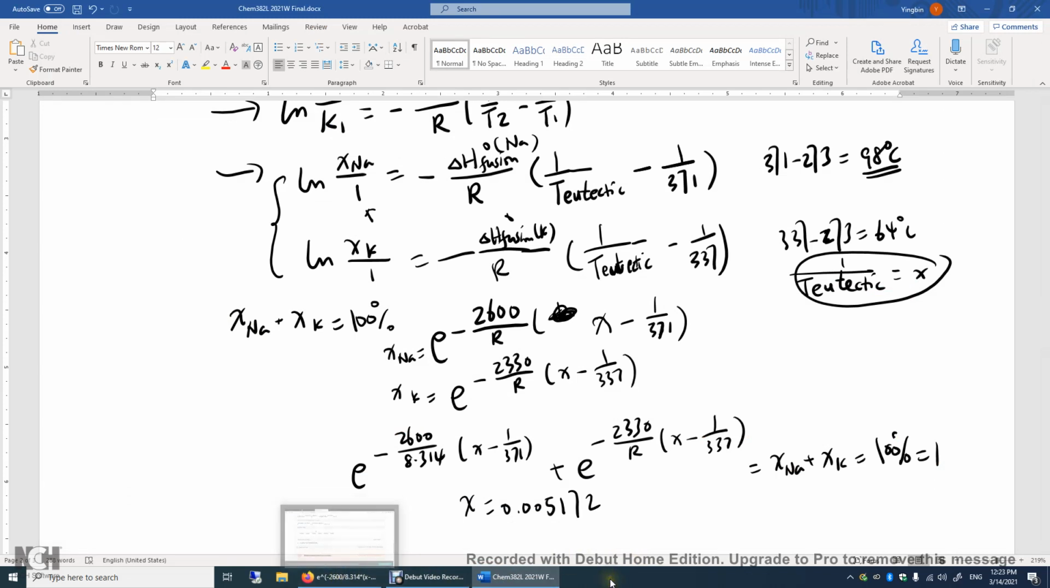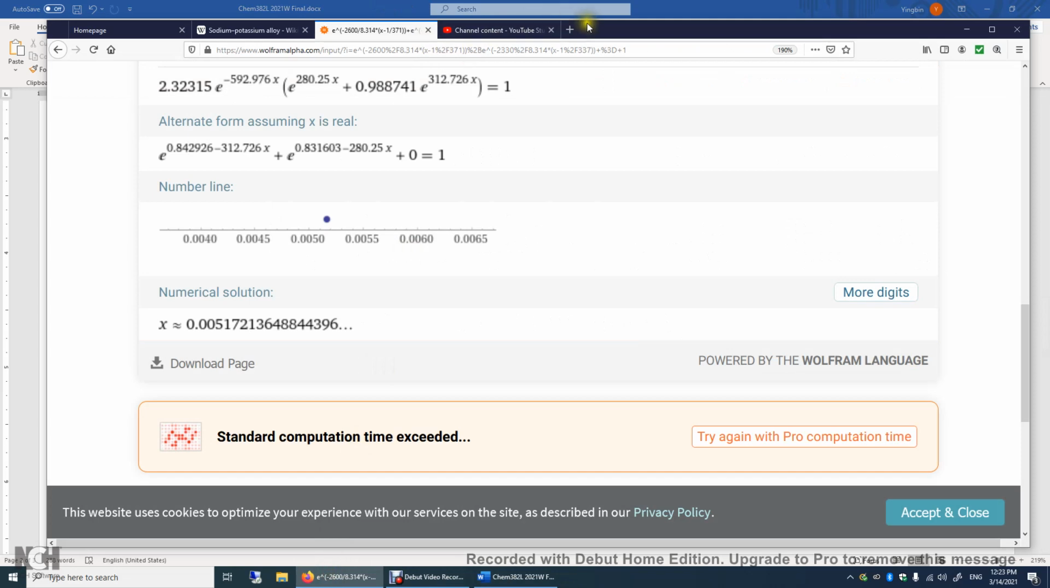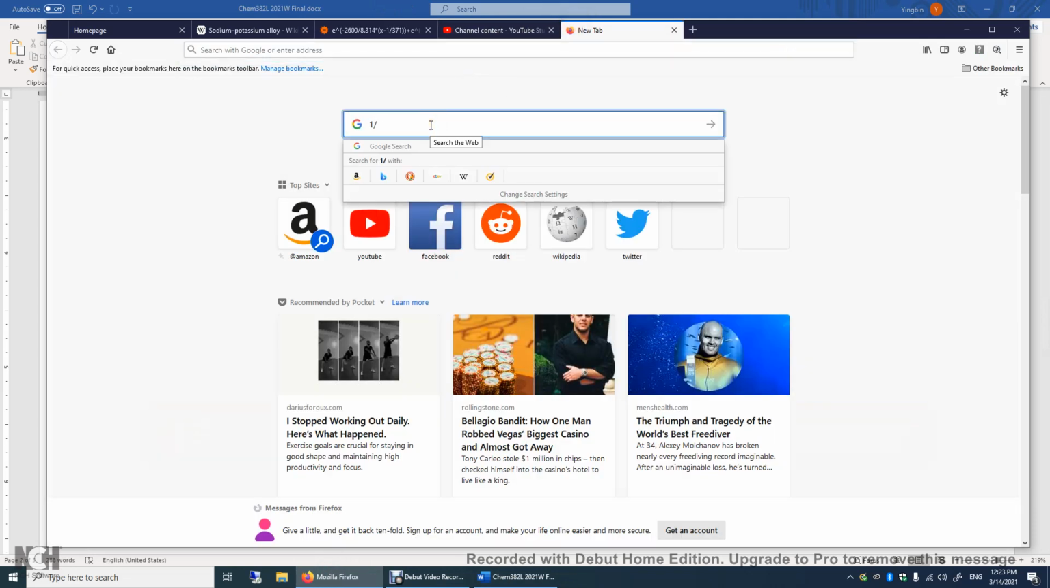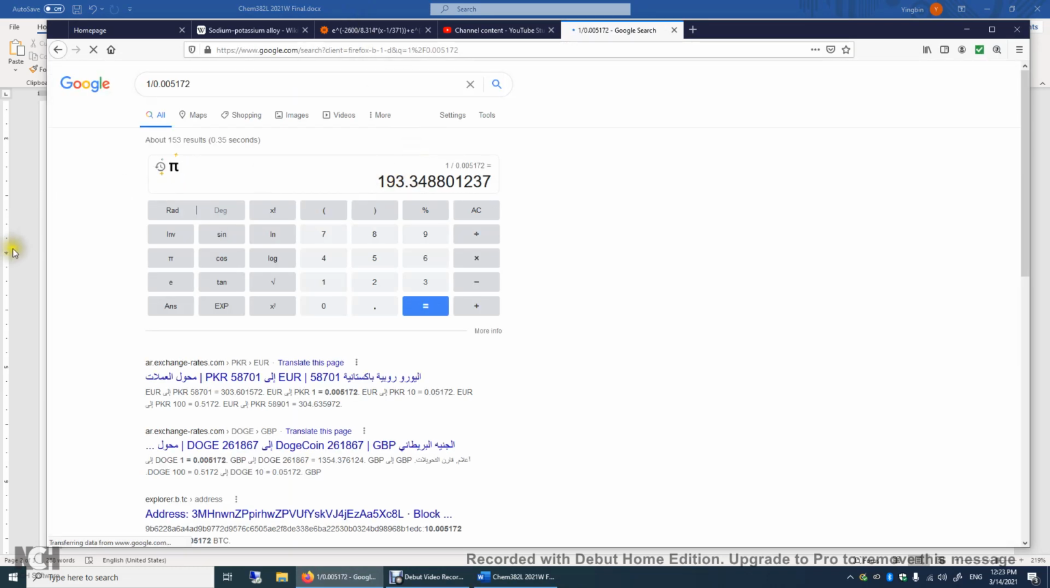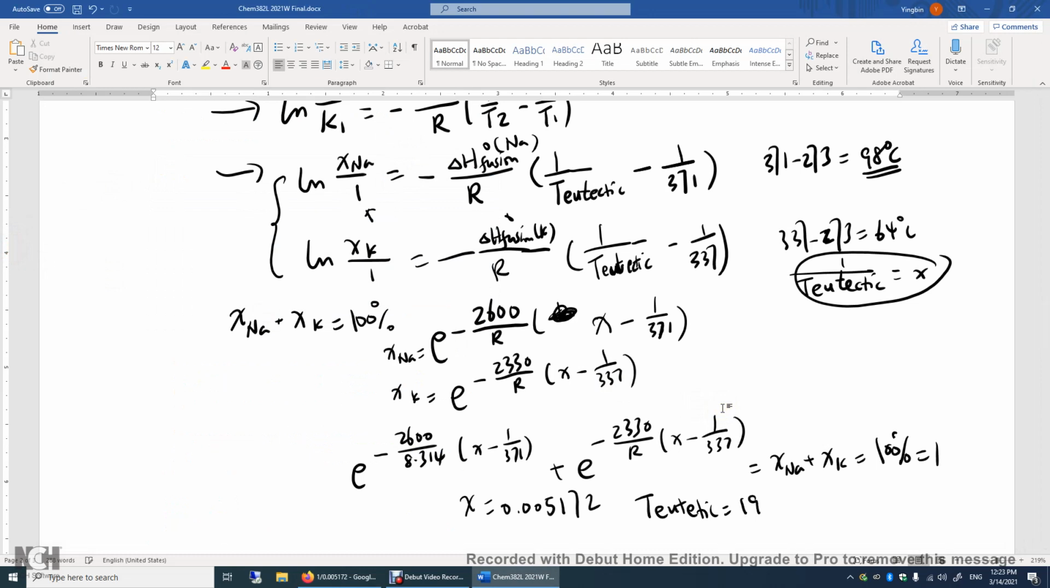And then we get the eutectic point. The eutectic point is the reciprocal of X. I'm going to use Google to do this calculation. 193 Kelvin, or negative 193 minus 273, it's negative 80 degrees Celsius. So theoretically, if you have sodium and potassium alloy, if it forms an ideal solution, you're going to get a melting point much lower than 0 degrees Celsius.